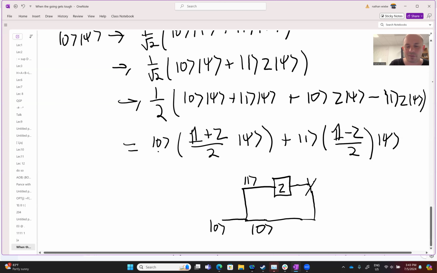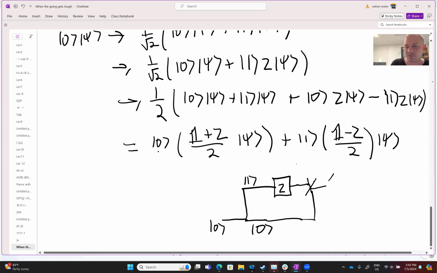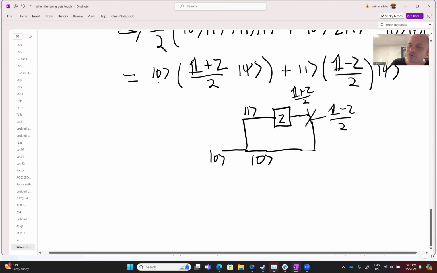We get one path that basically interferes with itself to produce identity plus Z, and the other one will produce identity minus Z coming out of it. So this is probably something like identity minus Z. This would be like identity plus Z coming out the other side too. But let's take a look at what these two things are.